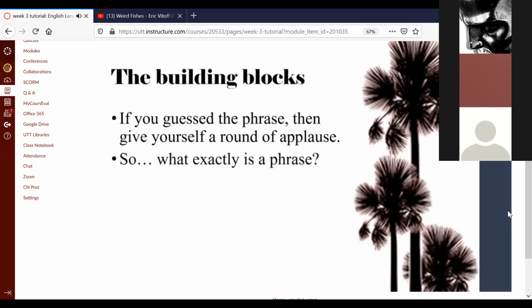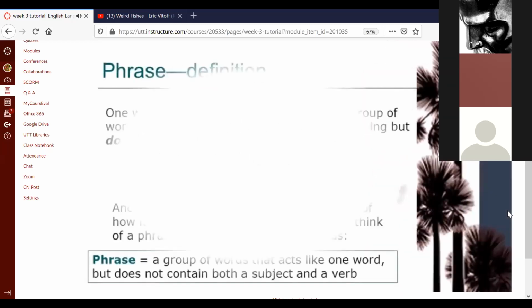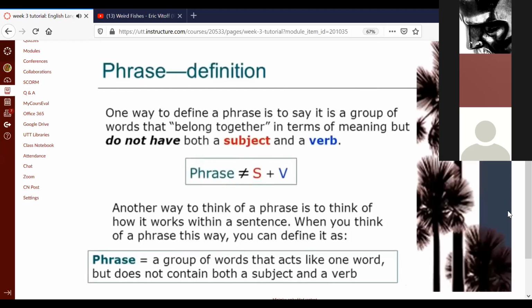So what exactly is a phrase? According to this definition, a phrase is a group of words that belong together in terms of meaning, but do not have both a subject and a verb. This group of words can act as one word or one part of speech.